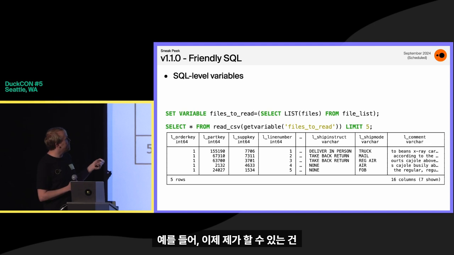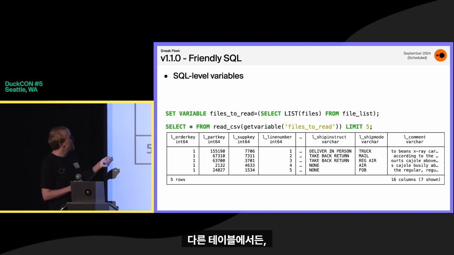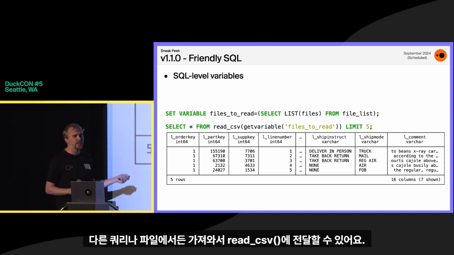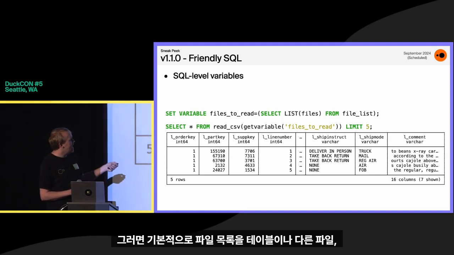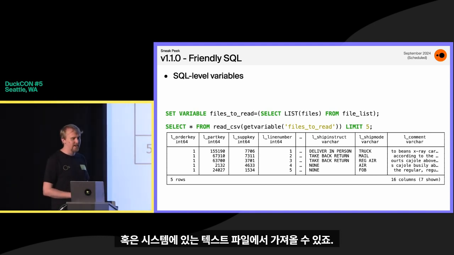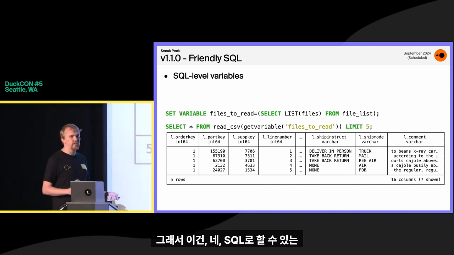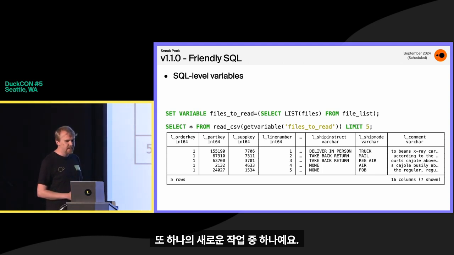So for example, what I can do now with this is I can get my list of CSV files or what have you from another table, from another query, from a file. And then I can push that into the read CSV function. I can just get a list of files to read from a table, from another file, from a text file that I have on my system. So that's one of those other things that you can do even more with SQL now.